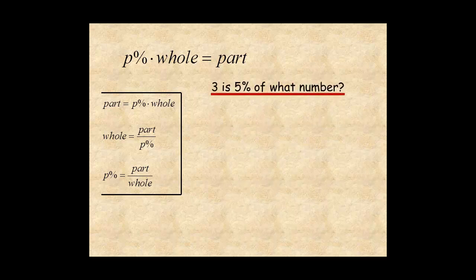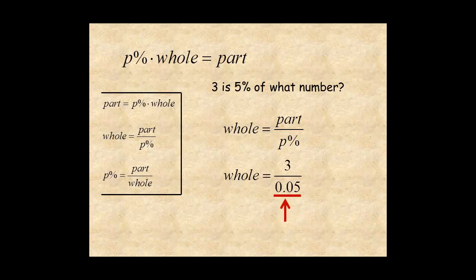The second question, 3 is 5% of what number? For this question, you're asked to find the whole. Substitute into the model. 5% written as a decimal, 0.05. Substitute part equals 3. Then do the long division. 0.05 divided into 3. Move the decimal and divide 5 into 300. And the answer is 60. So 3 is 5% of 60.